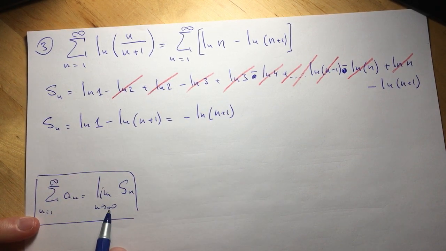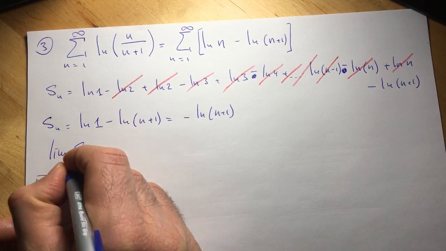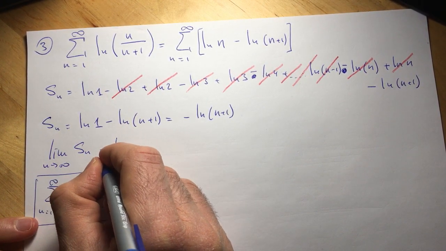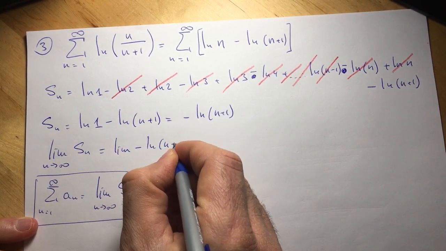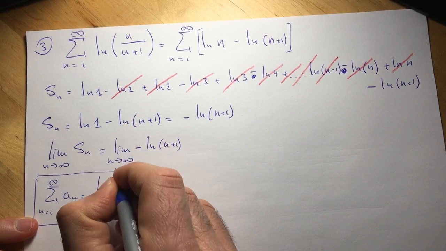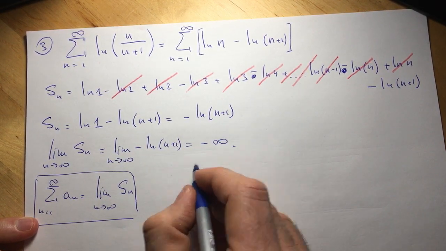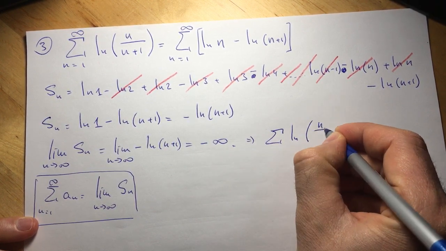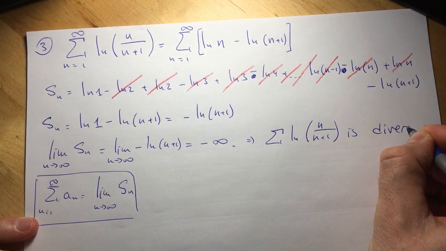Well, then by this definition, all we have to do is find the limit of the nth partial sum, and that's equal to negative infinity, which implies that the sum of an is divergent.